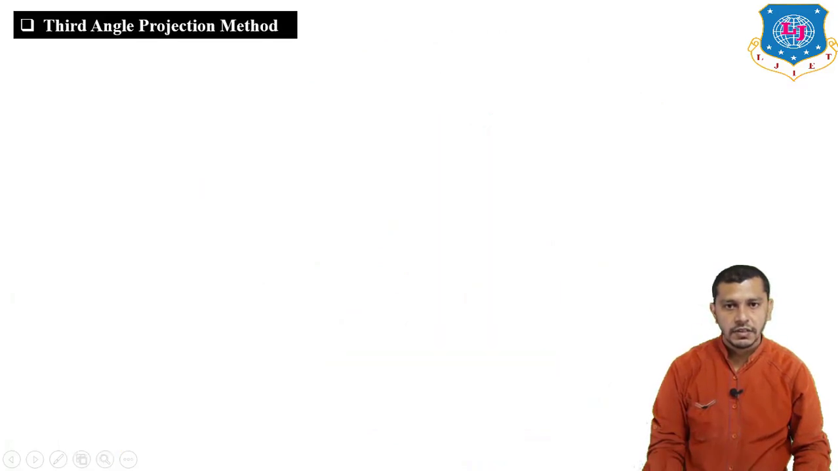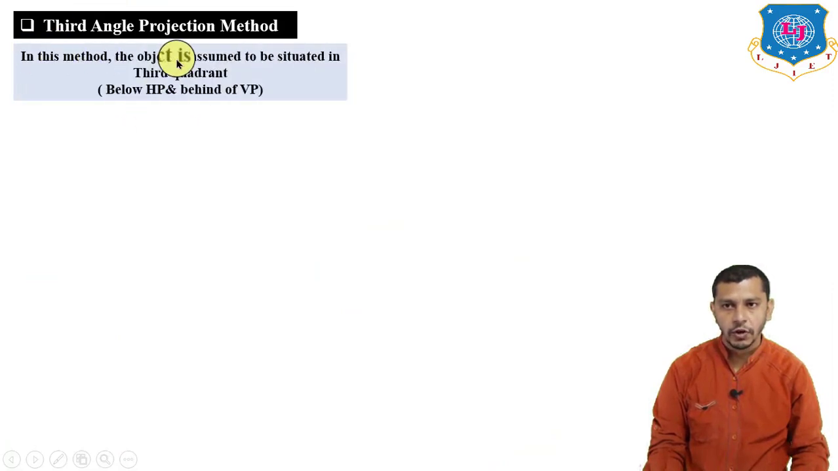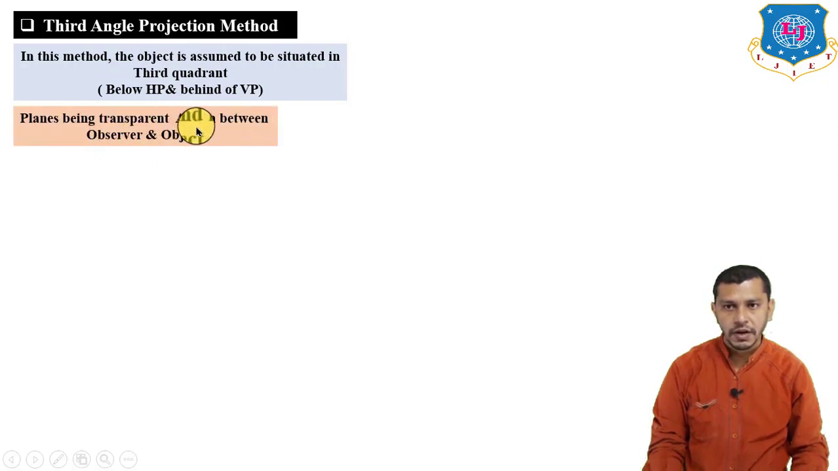Now let us discuss the third angle projection method. So in the third angle projection method, the object is assumed to be situated in the third quadrant, that is below HP and behind VP. So if we take the object in the third quadrant, the planes being transparent will be in between the observer and the object. That means the planes are in between the observer and the object.